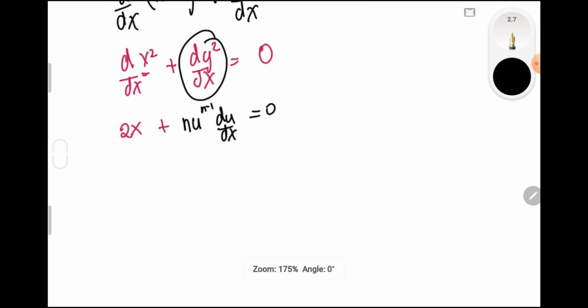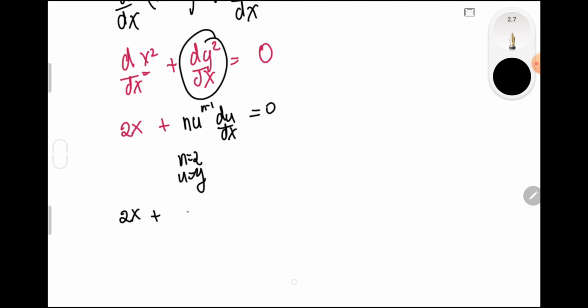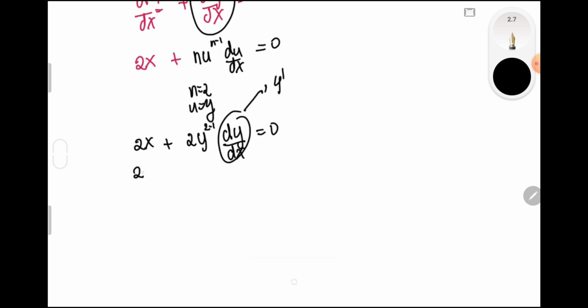So from this, our n will be equal to 2, our u will be equal to y, so therefore we'll have 2x plus n, which is equal to 2 multiplied by y raised to 2 minus 1 multiplied by the derivative of u with respect to x. Notably, it is equal to 0. Since dy over dx can be written as y prime, I will write my equation as 2x plus 2y multiplied by y prime equals 0.